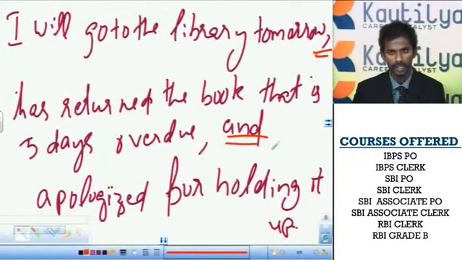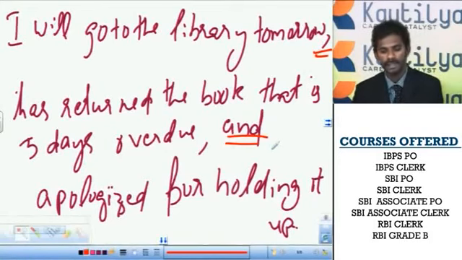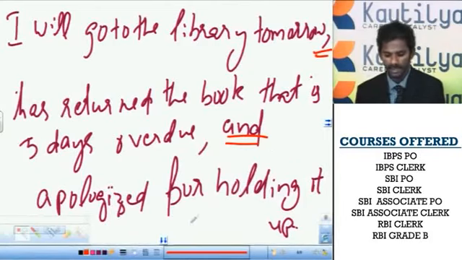First is I will go to the library tomorrow. Second is has returned the book that is 5 days overdue. Third is apologize for holding it up. Clear? This is a very long sentence. So as this is a very long sentence, we have to think about the concepts clause, voice and tense consistency. Clear? Now I told you about the concept of gerund. In any of these ideas, do you find gerund? No. No gerund is there in any of the three ideas, so forget about the concept of gerund.